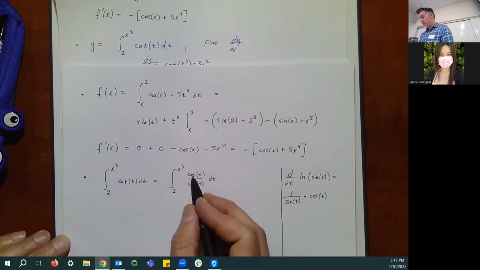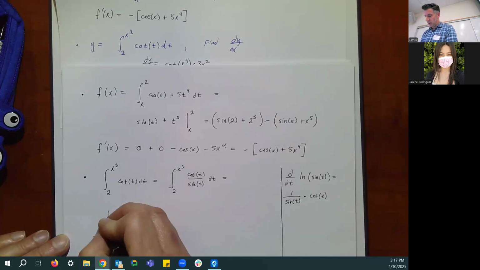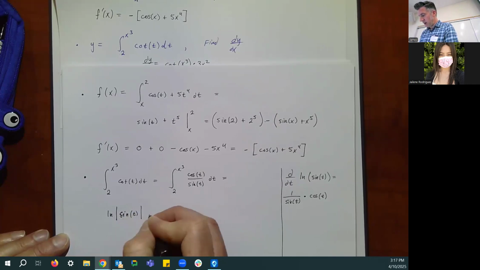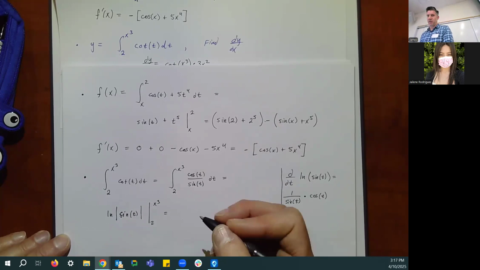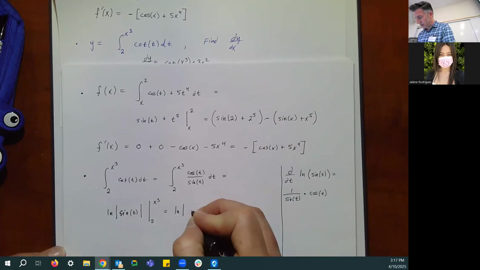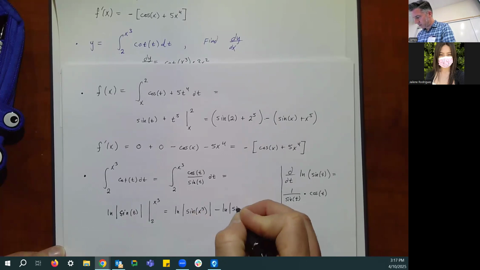So when you anti-differentiate cosine of t over sine of t, you end up getting the natural log of the absolute value of sine of t, apologies, evaluated from 2 to x cubed. Yes, we're going to write the absolute value, but we really just kind of ignore it the whole time. So that's going to be the natural log of the absolute value of sine of x cubed minus the natural log of the absolute value of sine of 2.